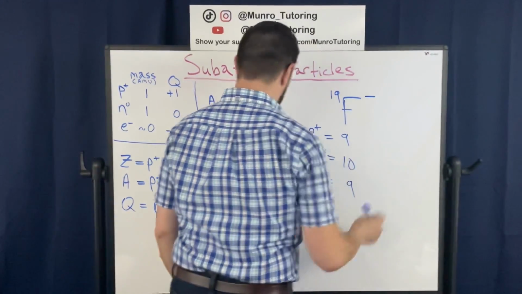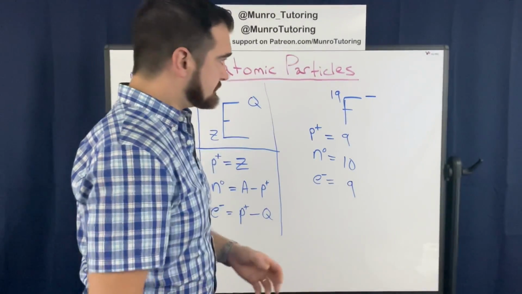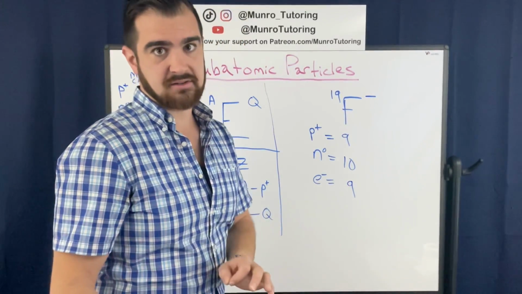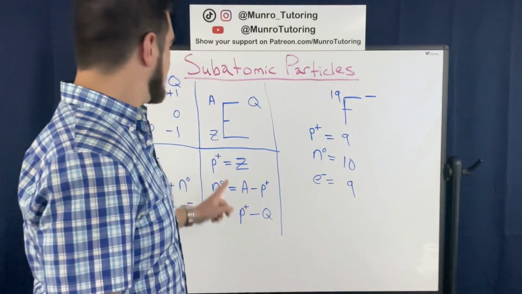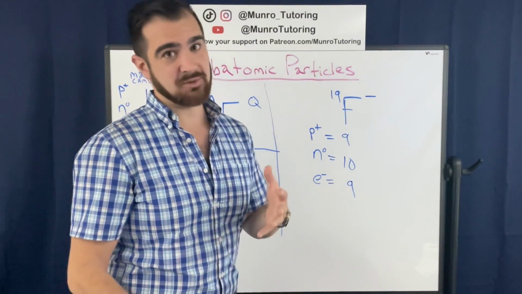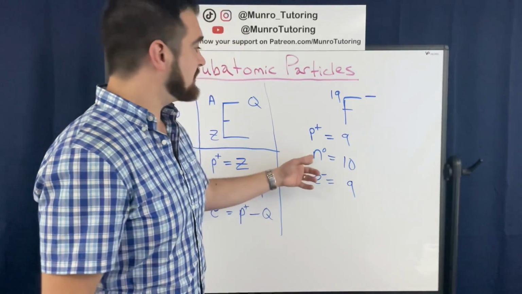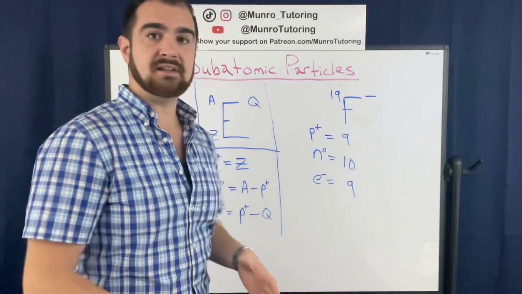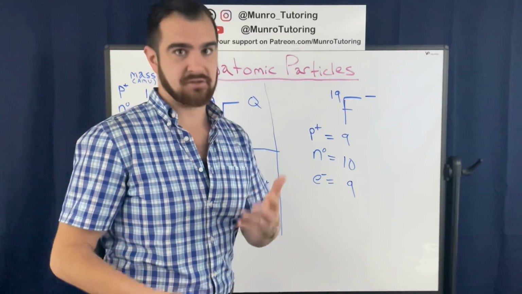Now let's change the example and say that it is an anion, which means it has a negative charge. So now, the negative charge only affects the number of electrons, right? Because again, the protons is equal to the atomic number. We cannot change those. Otherwise, we're changing what element we're talking about. The neutrons, that's only affected by the mass number. So the electrons is the thing that we can change to account for the charge.